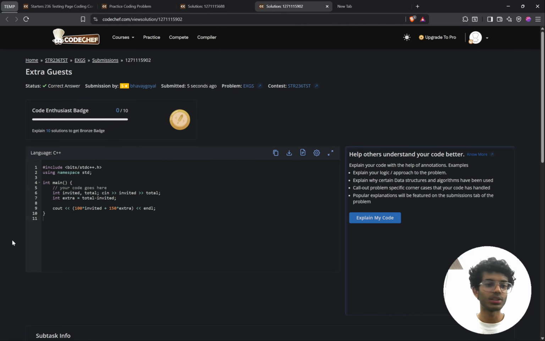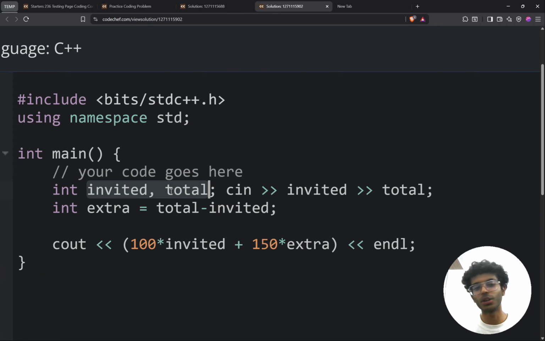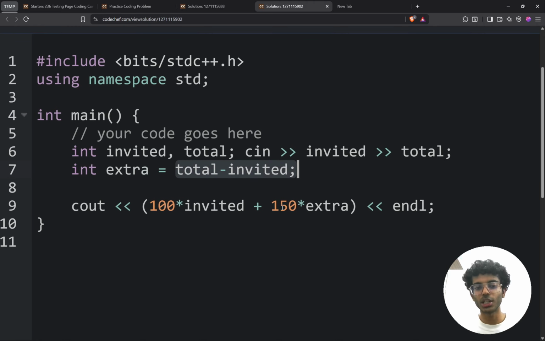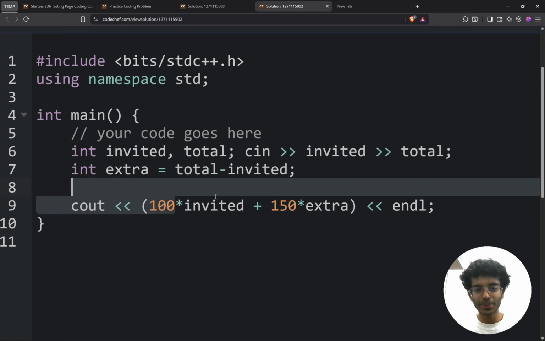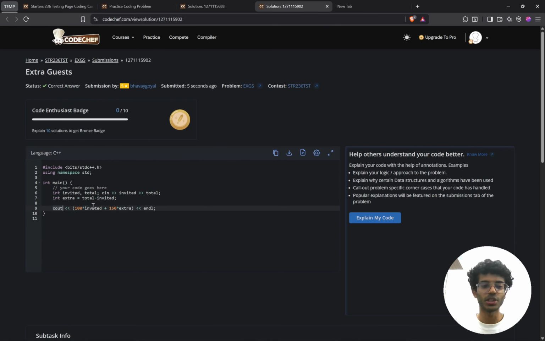Now let's see the solution in C++. We'll begin by taking an input of invited comma total using this cin command. Now the extra is total minus invited. Now our answer is nothing but 100 times invited plus 150 times extra. And we need to put it inside this parenthesis so that it is able to evaluate properly. And that's exactly what we need to print. And that's exactly the solution in C++.